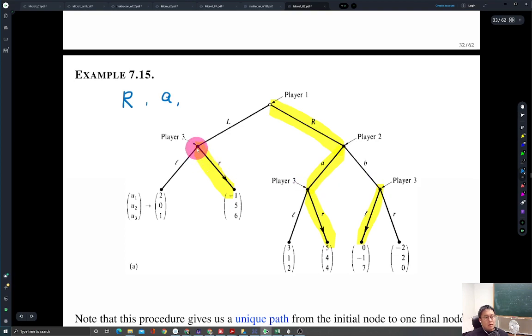Okay? And remember, a strategy for player 3 has to specify what he intends to do at every information set. So those strategies surviving this procedure are action R at the first information set, action R at the second, and action L at the last. R, R, and L. Alright, so it turns out that this strategy profile survives the backward induction procedure.